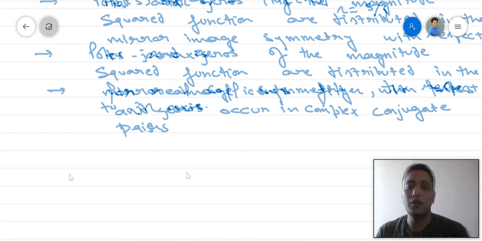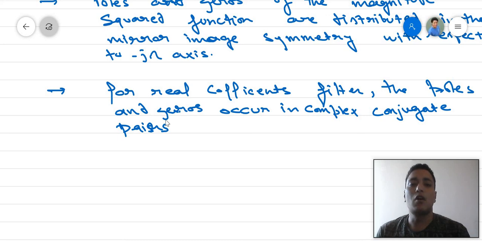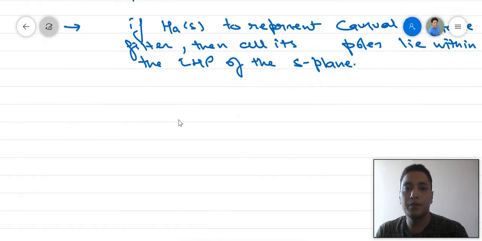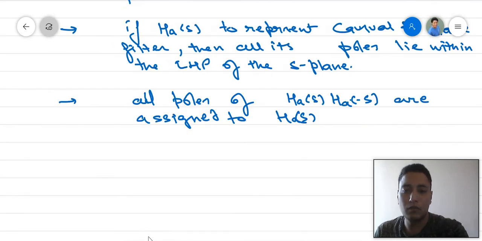Next observation is that to maintain the real coefficients of the filter, the poles and zeros should occur in complex conjugate pairs. And if HA(s) has to be a causal and stable filter, then all its poles should lie in the left hand plane of the s plane, which is the necessary condition for stability, as we have seen previously. Then, as all the poles are lying in the left hand plane of the s plane, we can assign all the poles of HA(s) and HA(minus s) to HA(s).